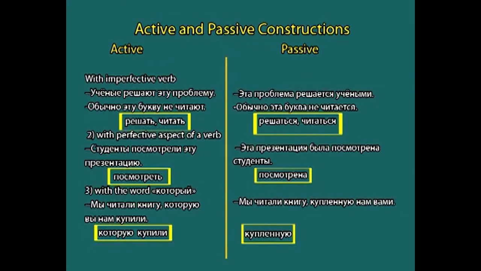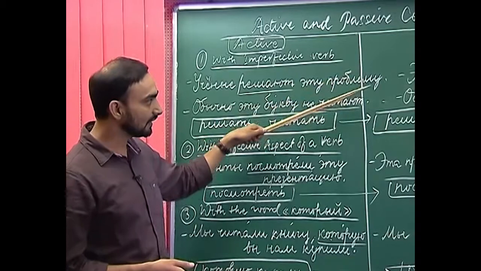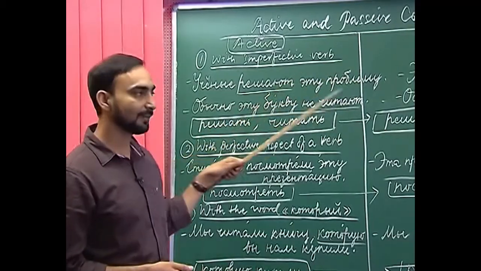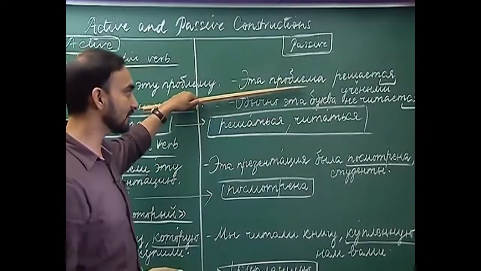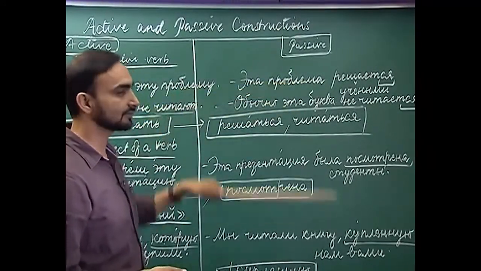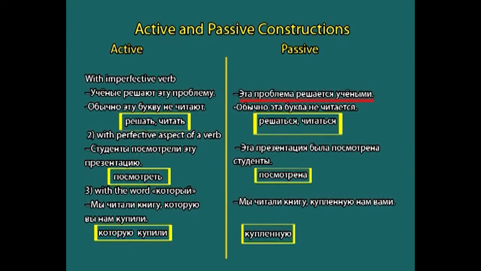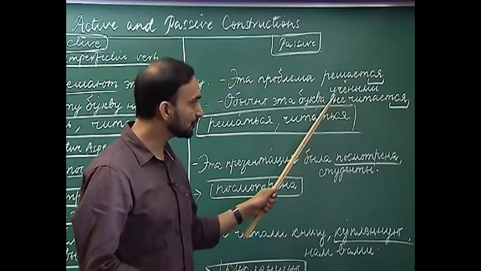So, here in the active construction, what is the object? The object is etu problemu. So, we will bring it to the beginning: eta problema. Now this will function as the subject. Eta problema rishayatsa uchyonimi. Why uchyonimi?